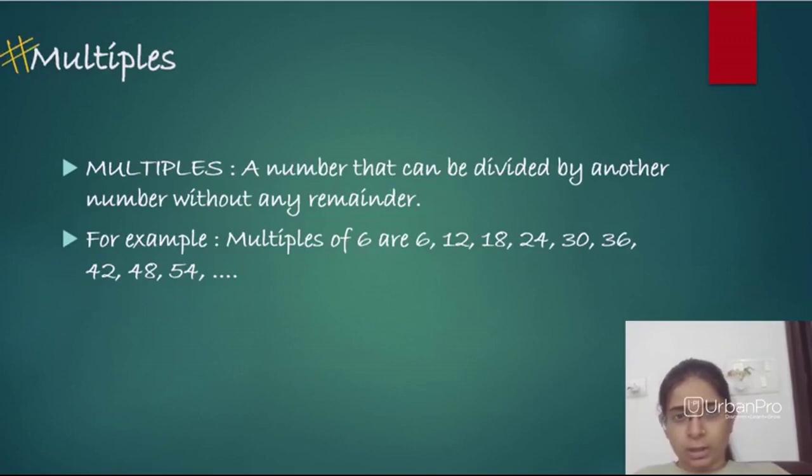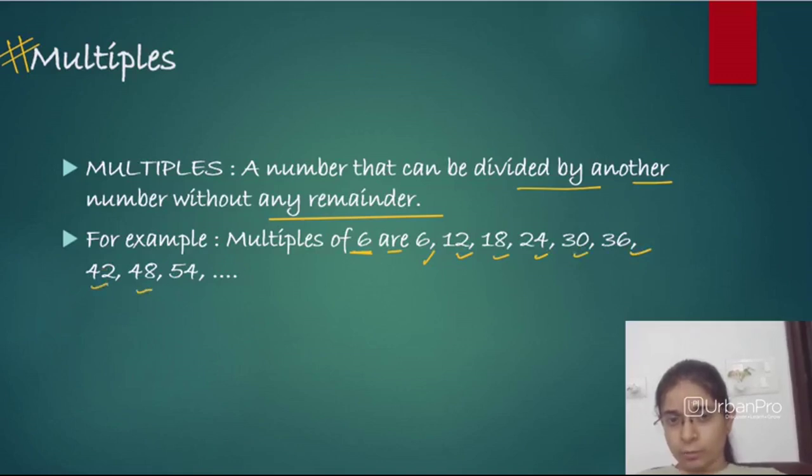In this we will learn what are multiples of a number. So multiples: a number that can be divided by another number without any remainder is called its multiple. Okay, so for example, the multiples of 6. So what are the multiples of 6? 6, 12, 18, 24, 30, 36, 42, 48, 54. You see, all the numbers are in the table of 6. Why? Because all those numbers which are in the table of 6, you can divide by 6 without any remainder, right? Yes, these are called the multiples of the number.